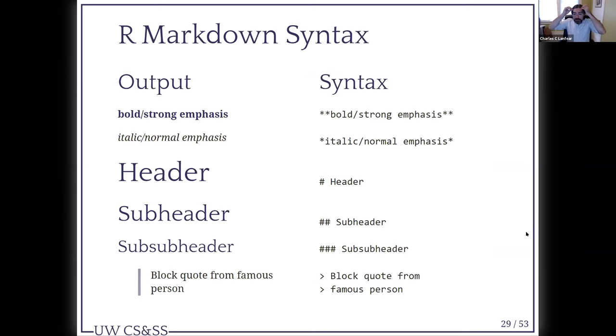R Markdown has a lot of fun syntax for making things look nice. The left side is basically what it would look like in your document if you knit it. The right is what you would write in the R Markdown document. If you put two asterisks around some text in your document, it makes it bold. If you put a single pair of asterisks around your item, it makes it italic. If you put a pound sign in front of it, it makes a really big header. The more pound signs you put in front of it, the smaller the headers get. If you want to do block quotes, you just put a little greater than sign here, and it makes a block quote. So you can do some minor formatting for nice homeworks and memos and stuff.